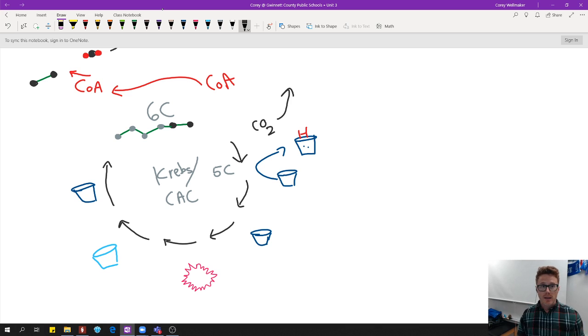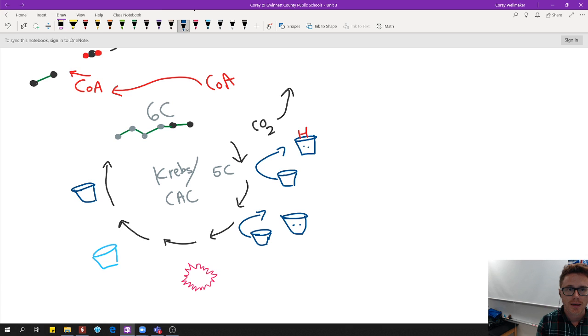And then another oxidation reaction happens. So this bucket comes by, swoops in, and scoops up some high energy electrons. And obviously a hydrogen goes with it. So it turns into NADH. Carbon dioxide is cut off. So we lose another CO2. So we're now looking at a 4-carbon molecule. Carbon dioxide departs.